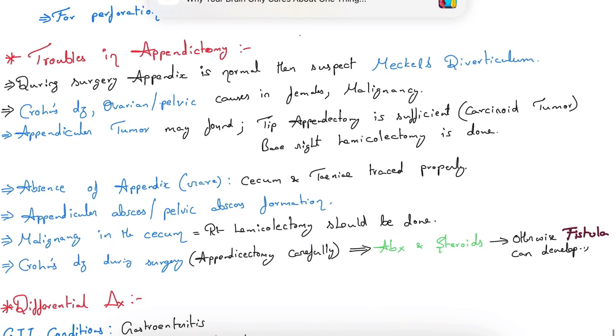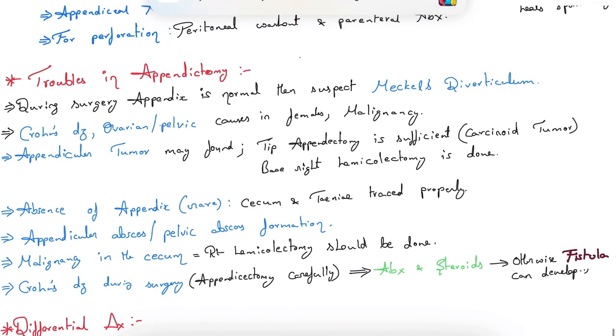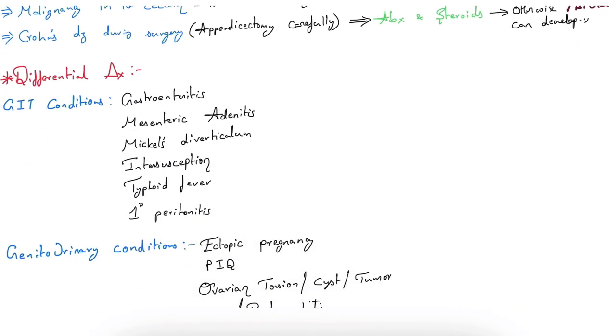So what problems can we get while doing appendectomy or after surgery? If during surgery the appendix is normal, then we have to suspect Meckel's diverticulum, Crohn's disease, ovarian or pelvic causes, and appendicular tumors. Carcinoid tumor is the most common. Absence of the appendix is very rare, and also appendicular abscess, pelvic abscess, or malignancy. So these are the things we have to suspect.